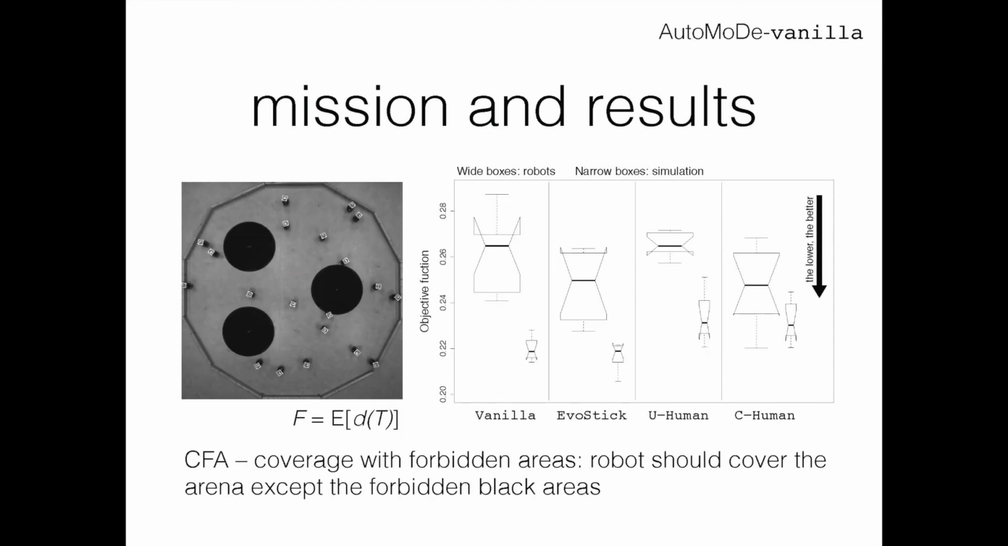Also, in this mission, the robots are supposed to cover the arena, but there are regions in which they are supposed not to enter, and these regions are represented by the black patch.